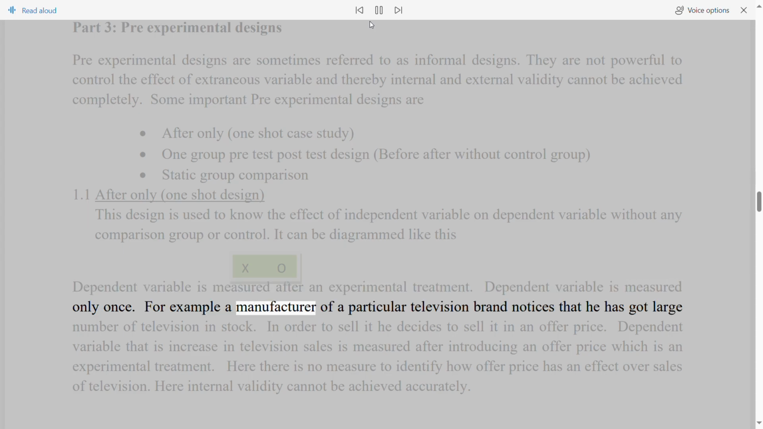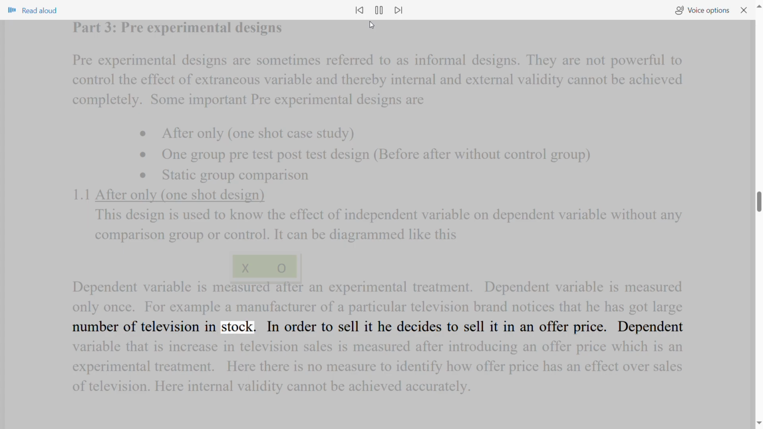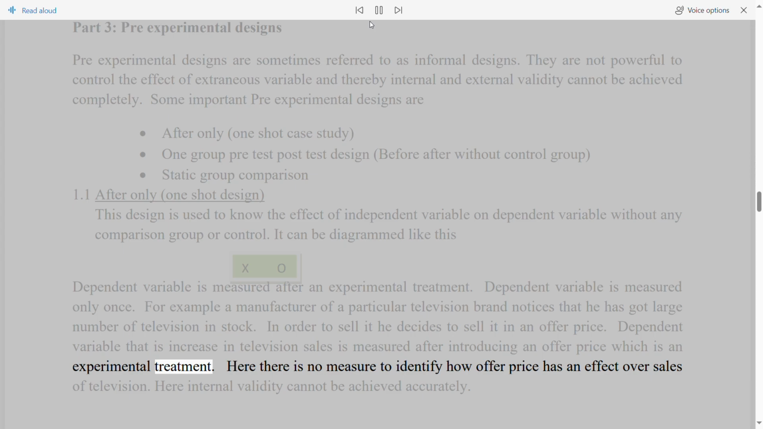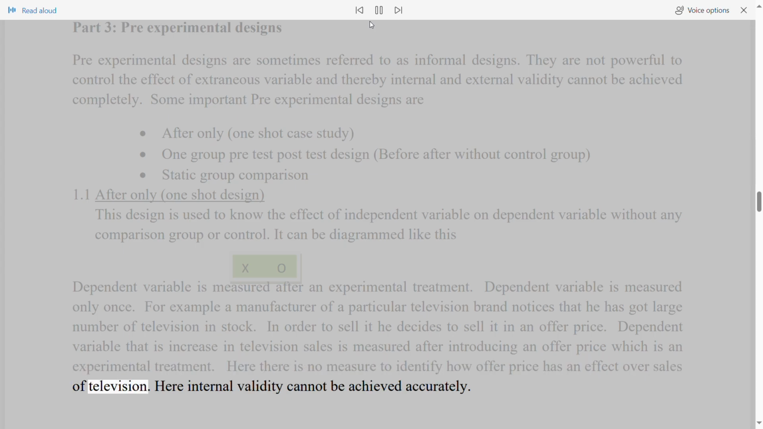For example, a manufacturer of a particular television brand notices that he has a large number of televisions in stock. In order to sell them, he decides to sell them at an offer price. The dependent variable, that is the increase in television sales, is measured after introducing the offer price, which is the experimental treatment. Here there is no measure to identify how the offer price has an effect over sales of television. Here internal validity cannot be achieved accurately. X O.